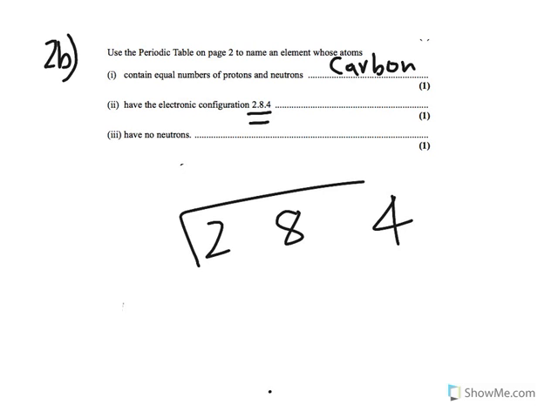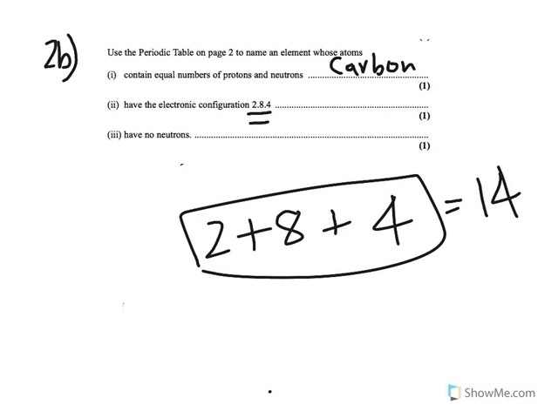So that will give you a total amount of electrons of 2 plus 8 plus 4, which is actually 14 electrons. So you just got to find an element which has 14 protons, because since protons equal electrons, that means that element will have 14 electrons as well. So that element is just silicon, because that has 14 protons, meaning it also has 14 electrons, and that means it'll have an electron configuration of 2, 8, 4.